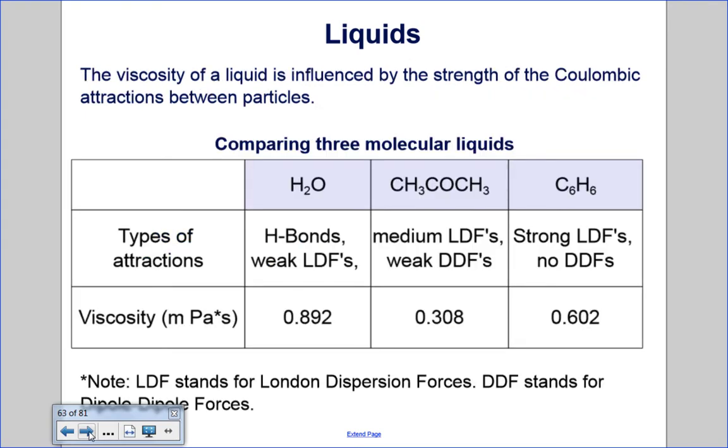Viscosity of a liquid is influenced by the strength of the Coulombic attractions between particles. If we look at the highest viscosity, it's where you have hydrogen bonds and not very strong London dispersion forces, like in water. Now, if we look at alcohol, it's got not as strong dipole-dipole forces, but there's some, and it's got some London dispersion forces because it is somewhat polarizable, and its viscosity is somewhat less than water. Now we look at C6H6, benzene, and benzene has very strong London dispersion forces, both because of the number of electrons and the surface area created by the benzene ring. There are no dipole-dipole forces, yet its viscosity is greater than that of alcohol simply because of the stronger London dispersion forces. Note, LDF stands for London dispersion forces, and DDF stands for dipole-dipole forces.